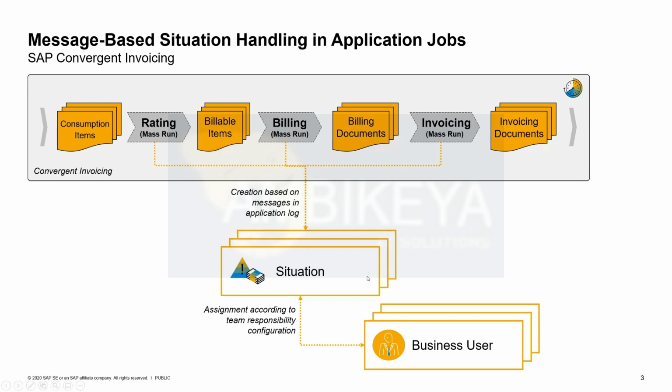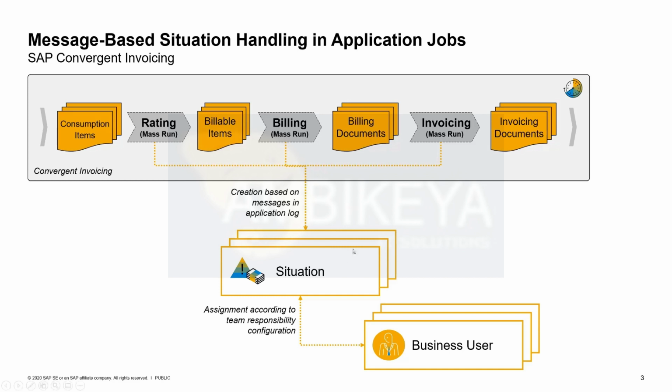These situations can be created based on messages in the application log. So each of the mass runs typically writes a message log, which you find at the end of the day in the transaction SLG1. But this is, of course, cumbersome, to look through all of the application logs. So you might want to be informed about certain messages that could arise during the application job.